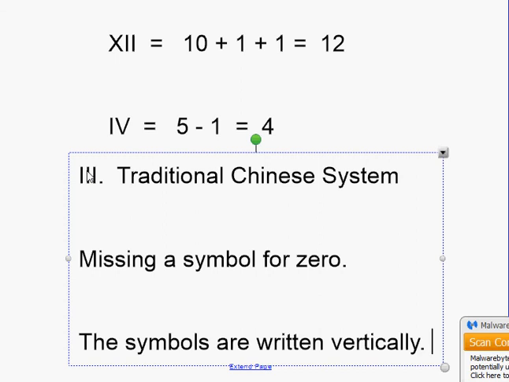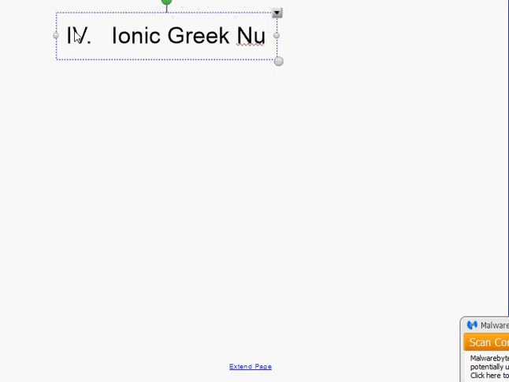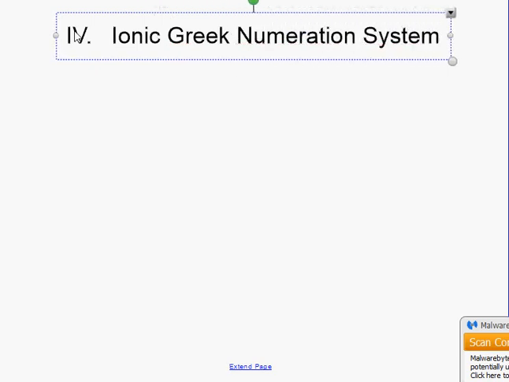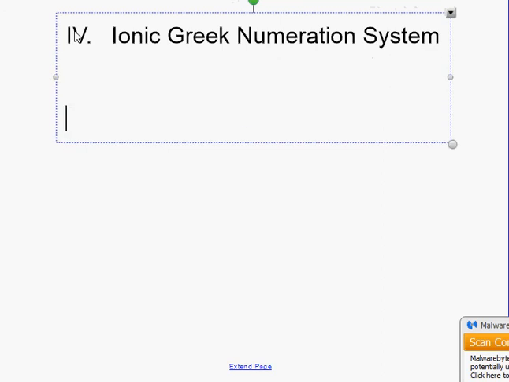And to represent a number from 1 to 999, the appropriate symbols are written next to one another. The plus sign is left out.